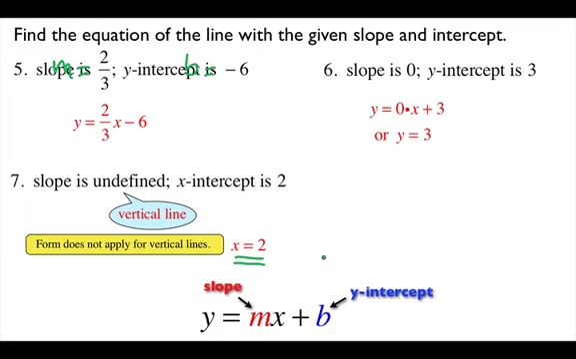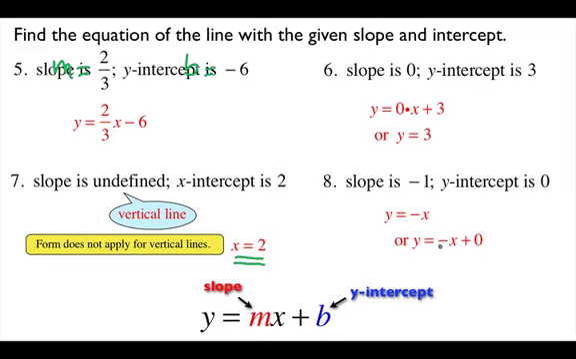Let's go to number 8. It says the slope is negative 1 and the y-intercept is 0. So this is my answer, y equals negative x, or y equals negative x plus 0. And if you look at this problem, it looks sort of familiar. It is related to problem number 1 on this video. So let me move on to the next slide.